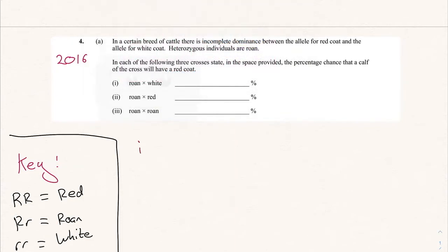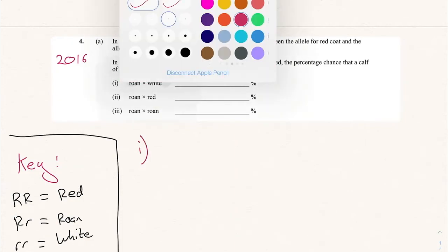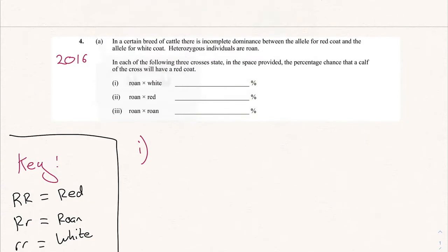We're told in this that we have roan versus white there. So if it's roan, it has to be capital R, lowercase r, times white, which is our 2 lowercase r's. Well, exact same business again. Write out those gametes, and I might actually just push these a little bit more across over here.